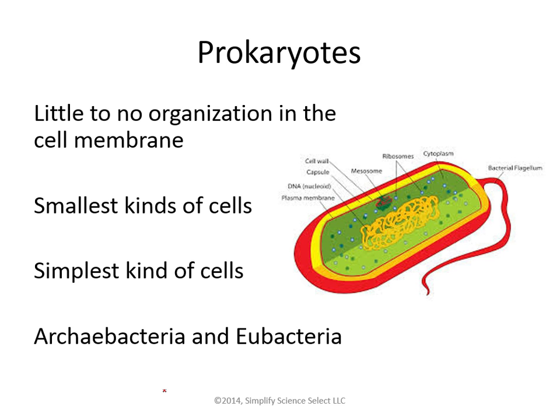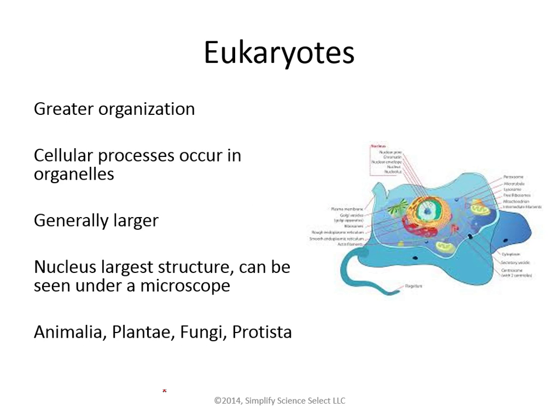So let's look at the prokaryotes. What prokaryote means are any cells that have little to no organization inside them. These are the smallest kinds of cells and the simplest kind of cells. Because they're so small, they don't need to be as organized. It's not as hard for them to find what they need because they're just not that big. So these are our two kingdoms, Archaeobacteria and Eubacteria. Those are two kingdoms that have prokaryotes in them.